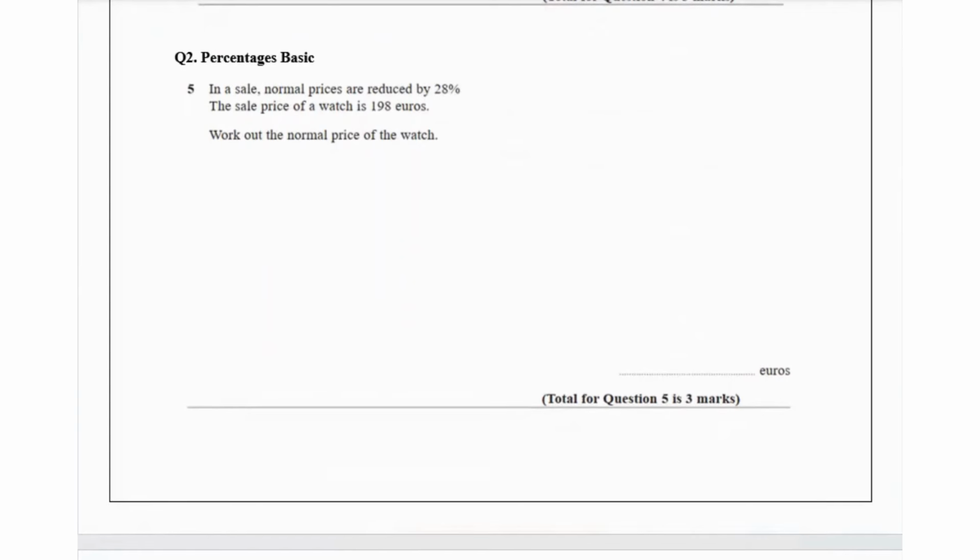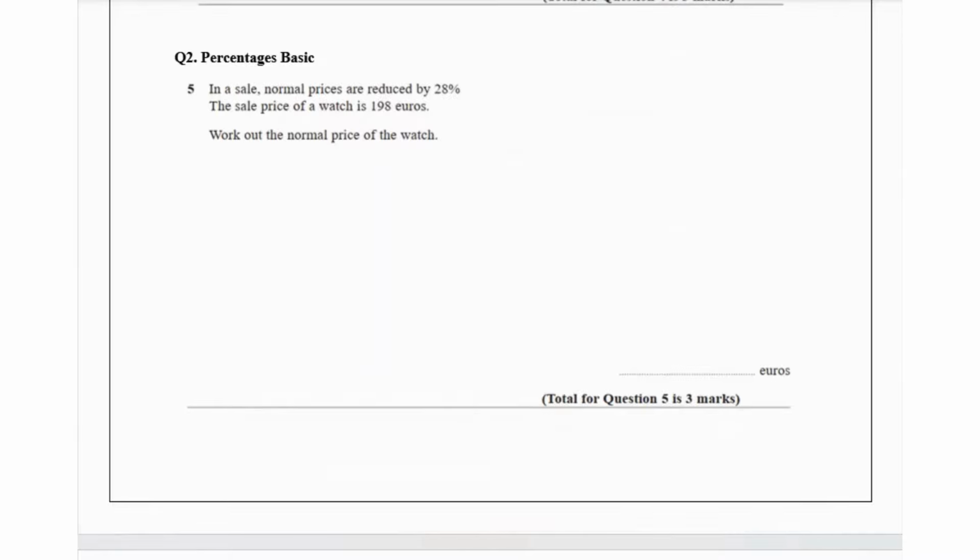Then we have percentages. Percentages is something that also always comes. They never skip out on this. So the basic type of question you can get for percentages is that they can say, in a sale, the normal price is reduced by 28%. The sale price of a watch is 198 euros. We need to work out the normal price.